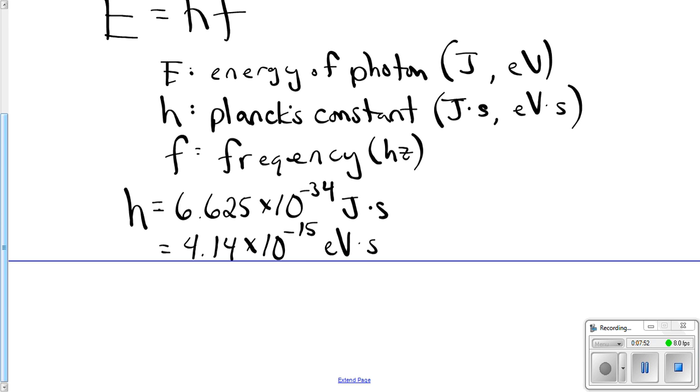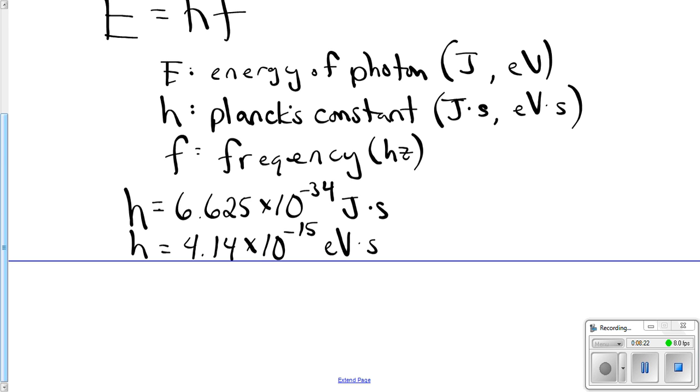No, it's a conversion. If you have 6.625 times 10 to the negative 34 of one, it's the same as having that many of the other. These two numbers are the same with different units. If you're going to calculate energy in electron volts, you have to use the bottom number. Yes, it's exactly like that.